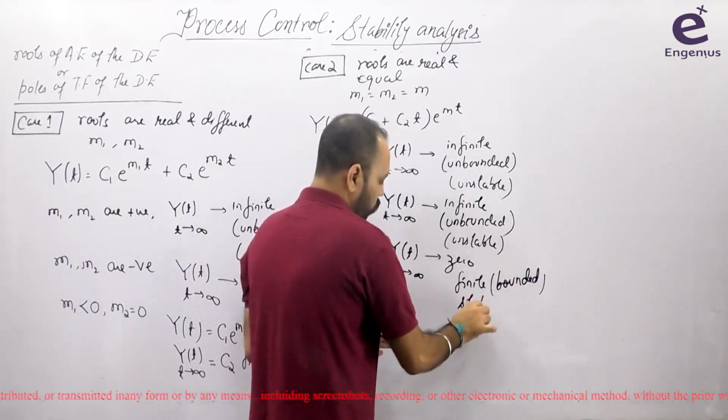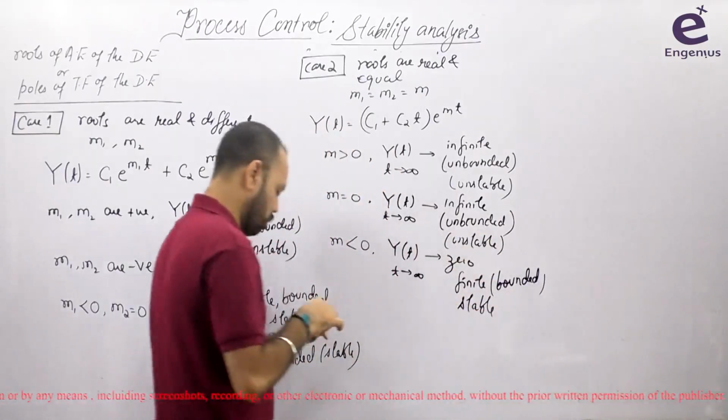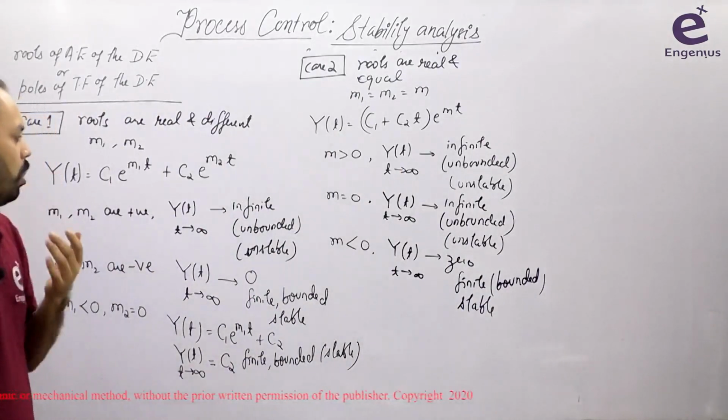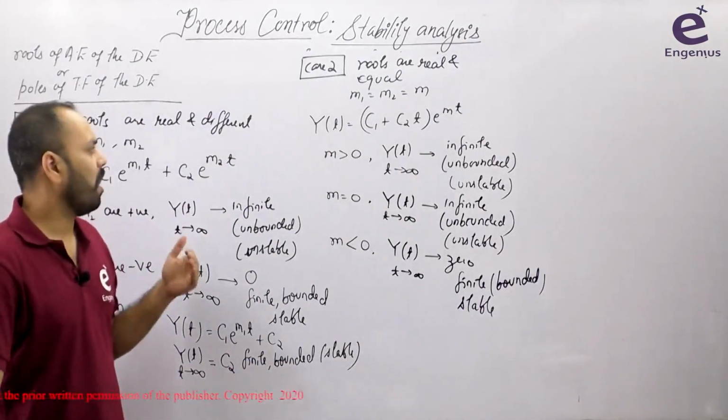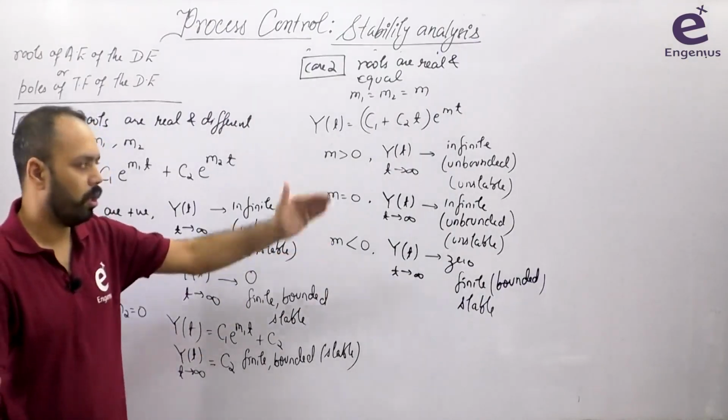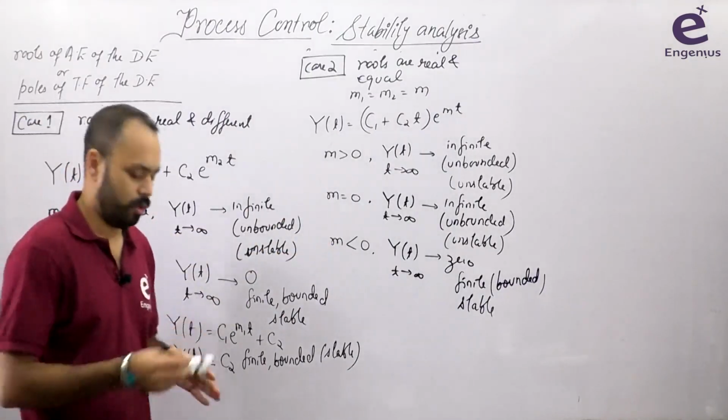Again, some conclusions we can make from here. What are the conclusions? If the poles of the transfer function are real and repeated, in that case, they should be negative, then only the system will be stable.